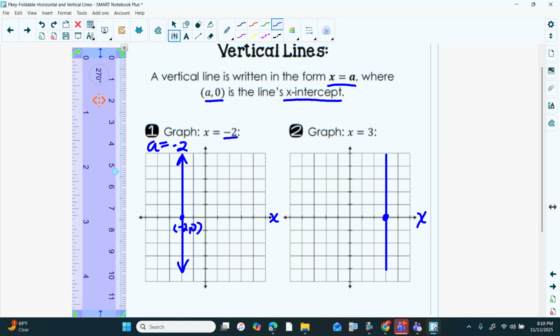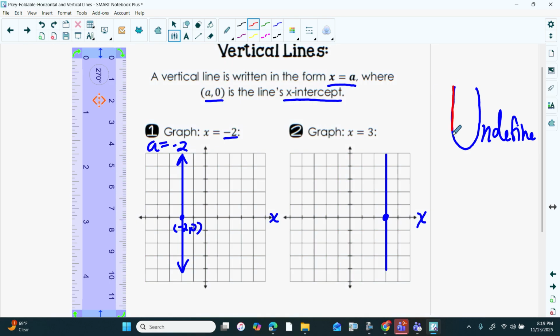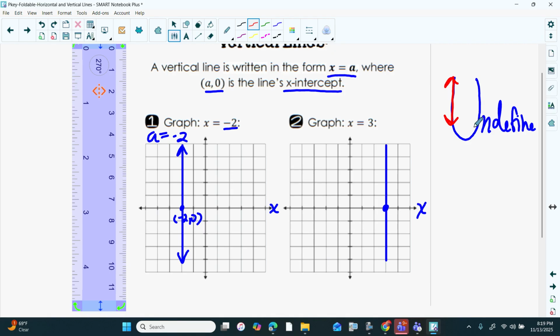Another way you could think of this is if I'm going to write the word undefined. To make this U, I have to start off with making a vertical line to make that U. So that's another way that can help you recognize the relationship.